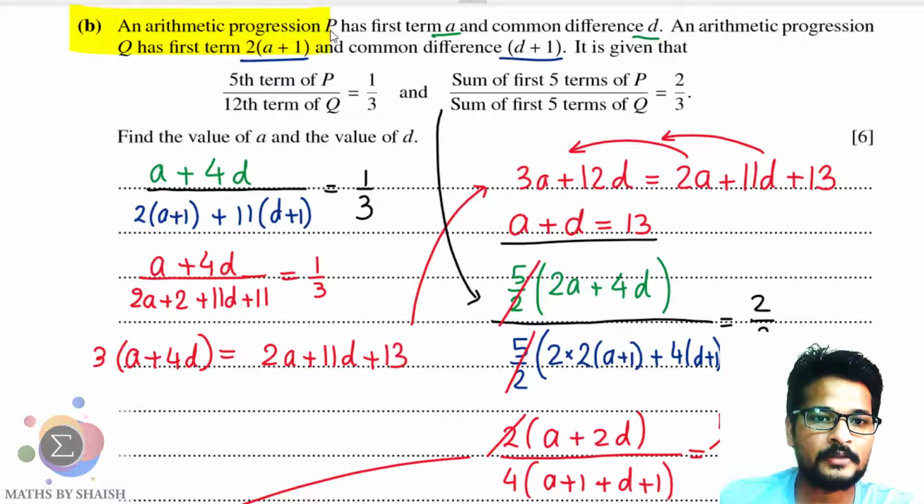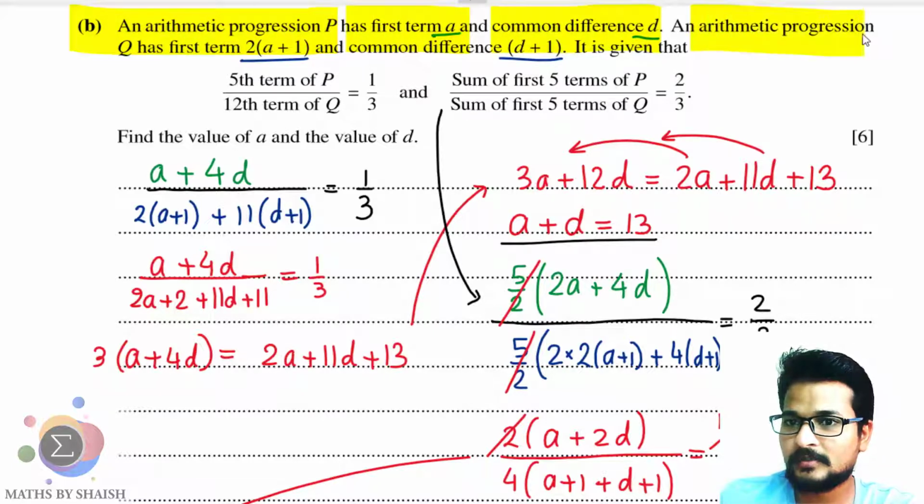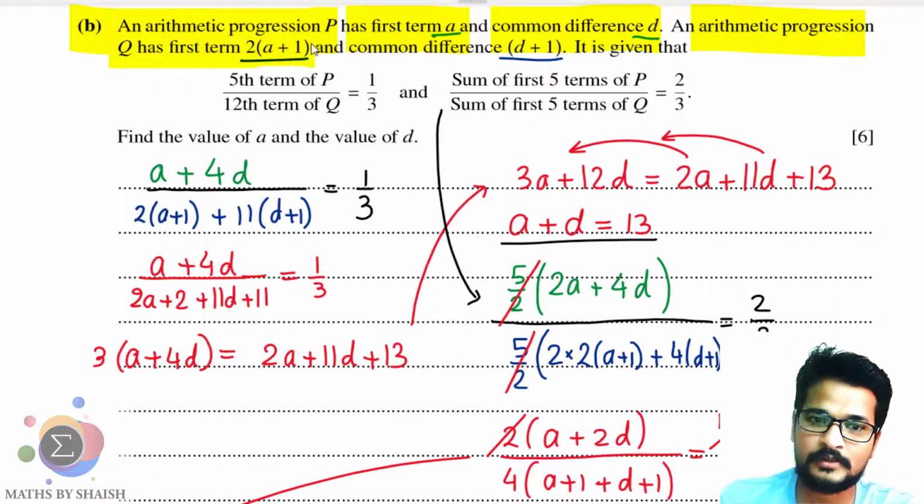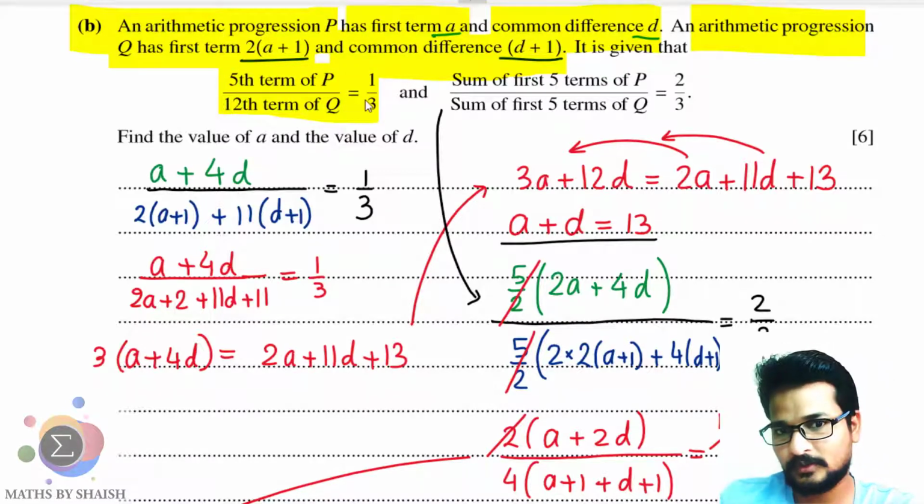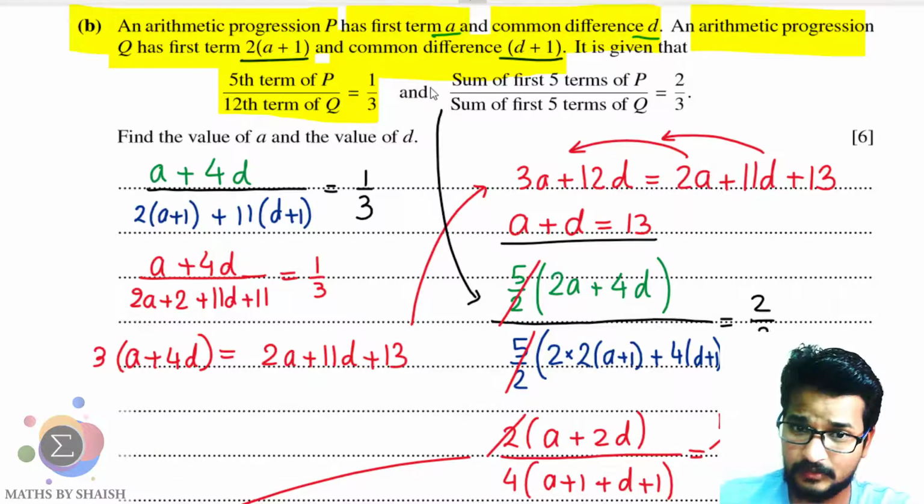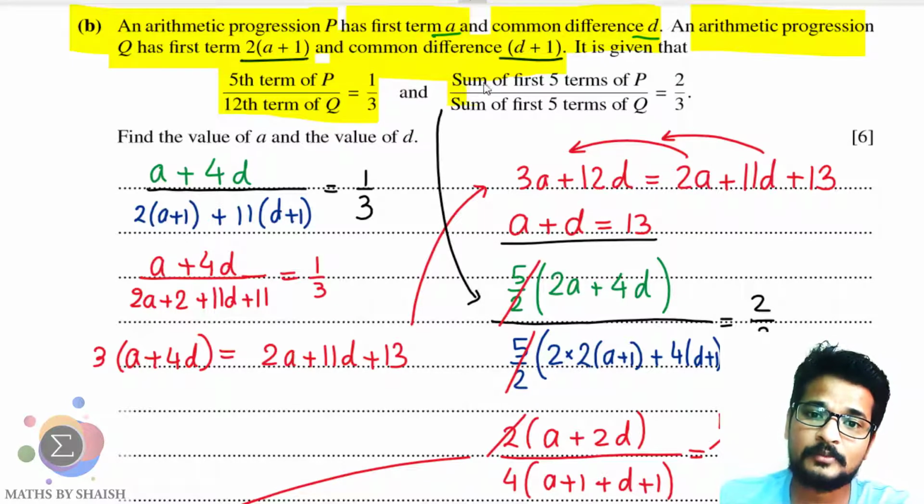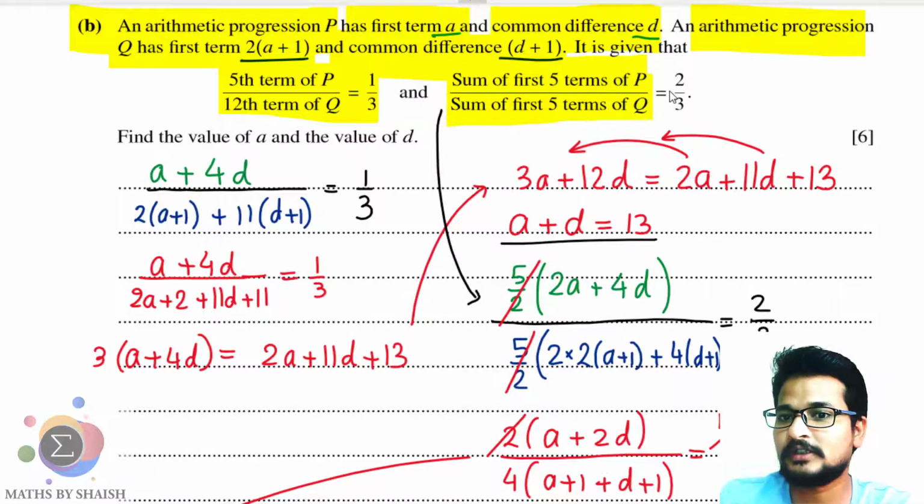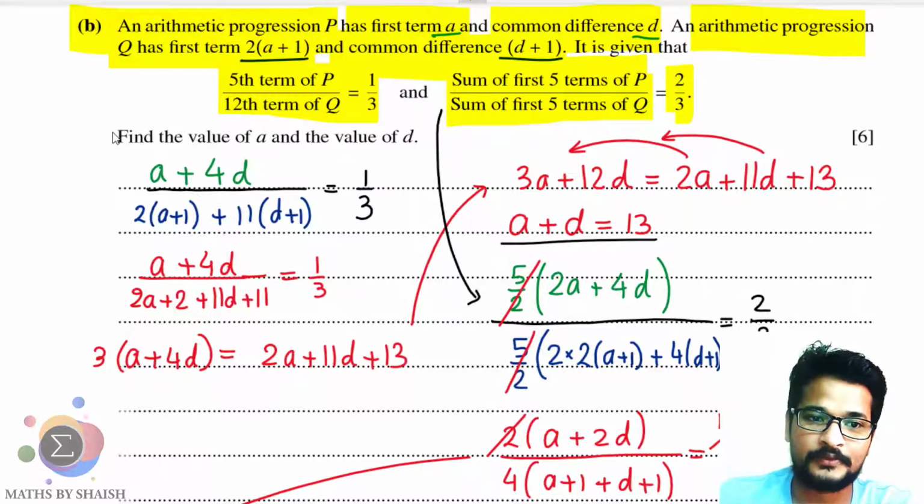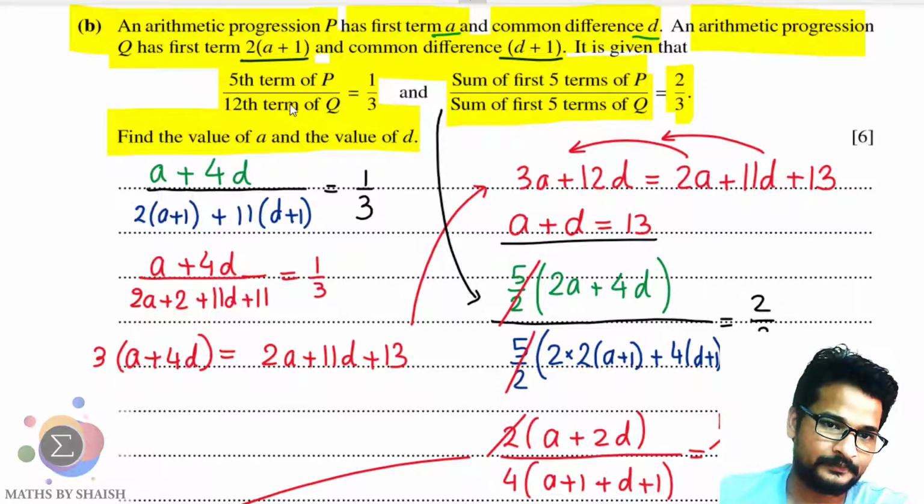An arithmetic progression P has first term a and common difference d. And an arithmetic progression Q has first term 2 times a plus 1 and common difference d plus 1. It is given, this is the condition. The ratio of the fifth term of P to the 12th term of Q is 1 over 3. And the ratio of the sum of the first 5 terms of P to the sum of the first 5 terms of Q is 2 by 3. And we need to find the values of a and d. So we'll go with the conditions.